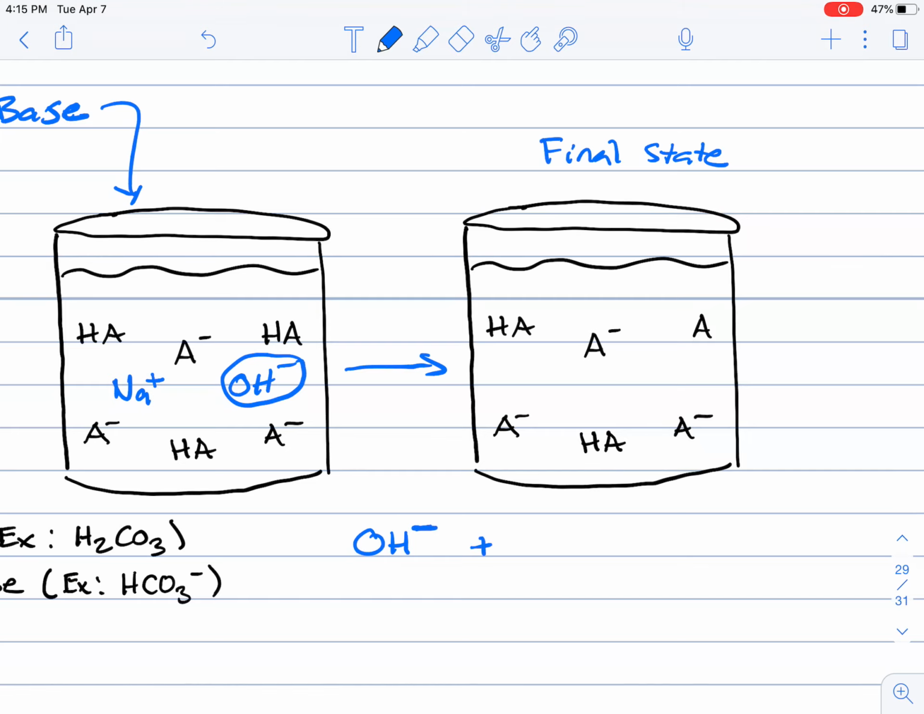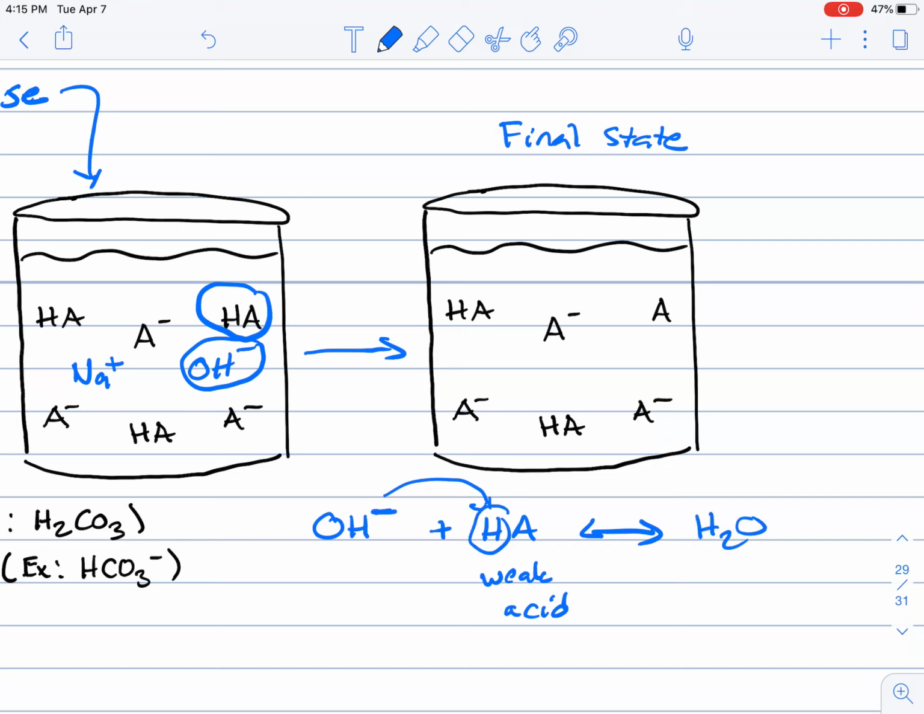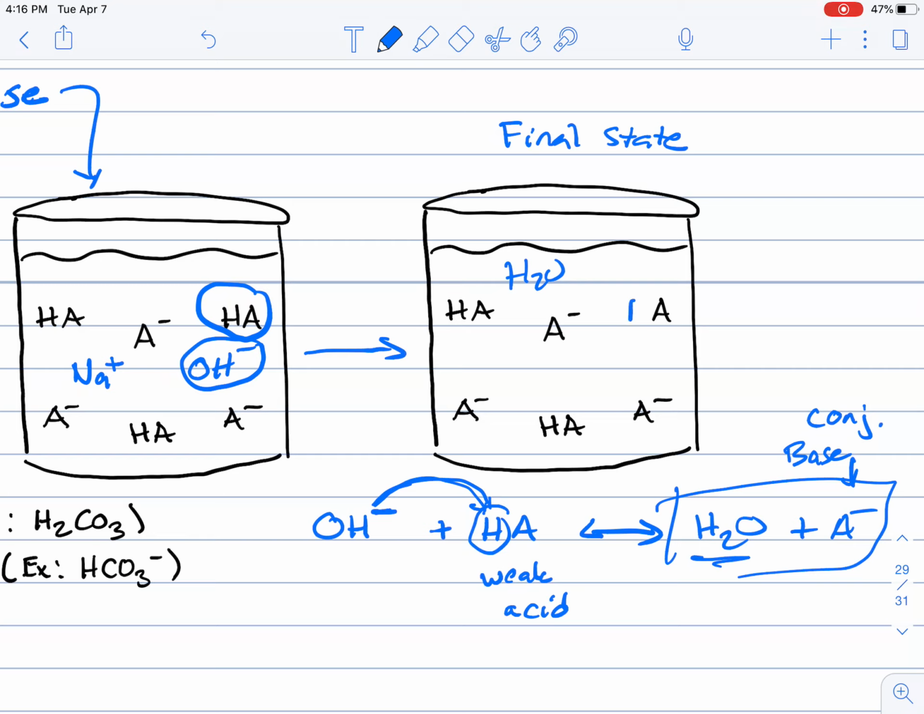And this base will always want to react with anything that's acidic, whether it's a strong acid or a weak acid. In this system, the only acid that we have is HA, so it's going to react with one of the weak acids, producing H2O. This hydrogen, since it's now connected to this OH minus, is going to produce H2O. And then we're going to get A minus, and A minus is the conjugate base. Okay. So in that final state, the result that we get is water and an A minus.